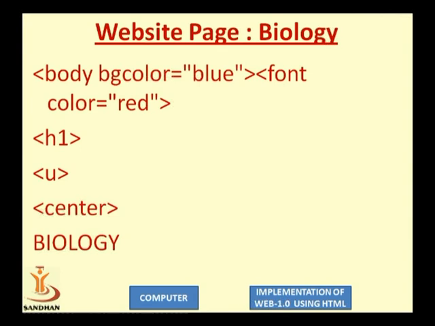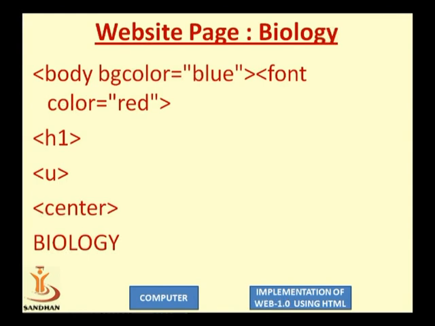So here we have used two tags, body as well as font, and also we use attributes. Bgcolor is the attribute of the body tag, as well as color is the attribute of the font tag. So color equal to red. Sometimes you also write the color in hexadecimal format. It is not necessary to write the color in a particular alphabetic name like red. You can write the hexadecimal value of the red color over here, right?